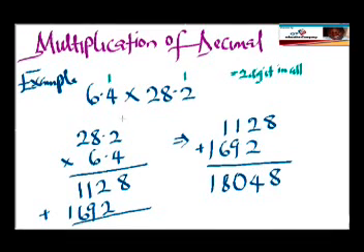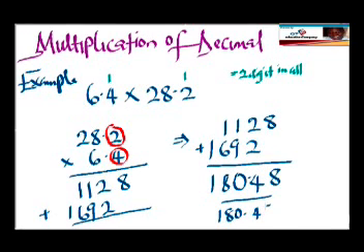Now how many numbers do you have before the decimal points? That will determine where you put your decimal point. I have one number, I have two numbers. In all, I have two numbers before the decimal points, so that becomes 1 8. I'll put my decimal point here, so my answer will become 180.48. Mind you, this is where I put my decimal point, so my final answer is 180.48.